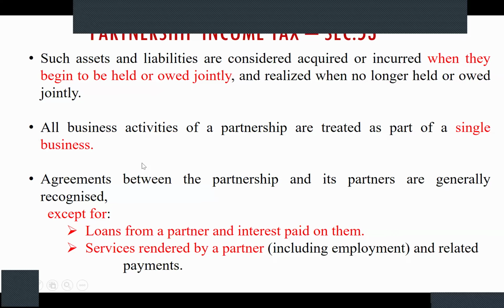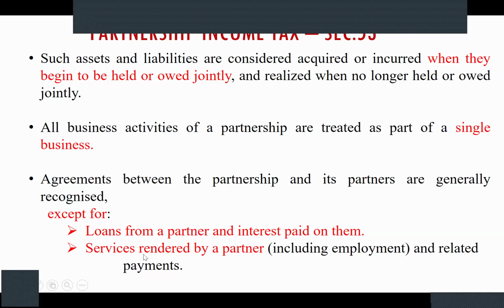Then agreements between the partnership and its partners are generally recognized. That means normally we consider all agreements between the partnership and its partners separately, except for loans from a partner and interest paid on them. That means if a partner provided a loan to the partnership, for that loan the partnership can pay interest to that partner.